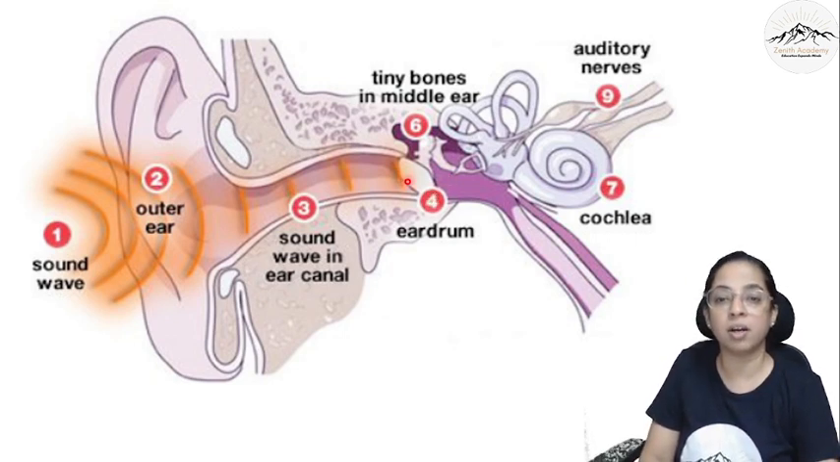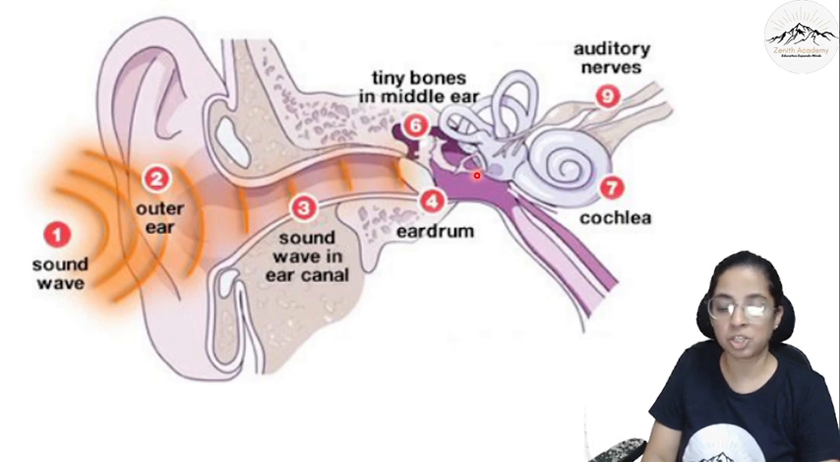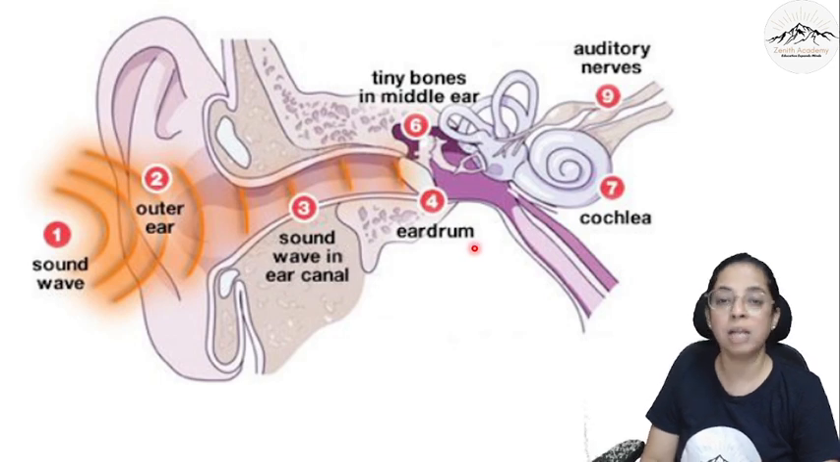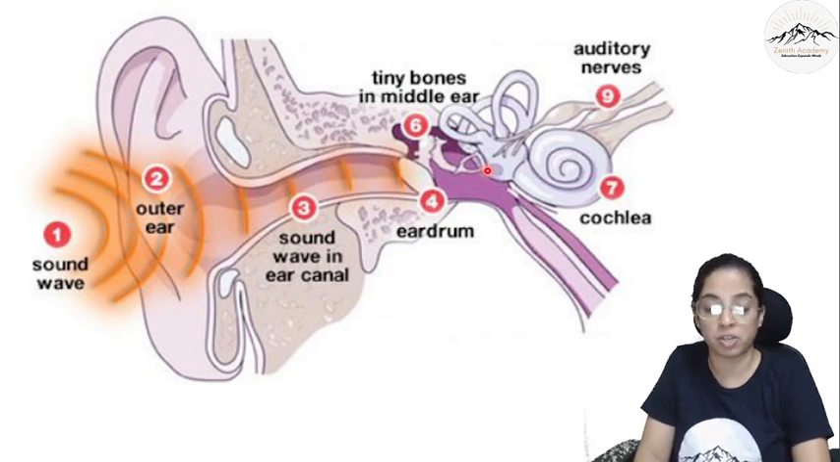Now the vibrating eardrum sets the three ossicles into vibration. These are the three ossicles. Can you see? Malleus, incus and stapes. So they are set into vibration. The vibration of the last ossicle, this stapes or stirrup, is magnified due to lever-like action of the first two ossicles. So what do these first two ossicles do? They have a lever-like action which helps in magnifying the vibration.